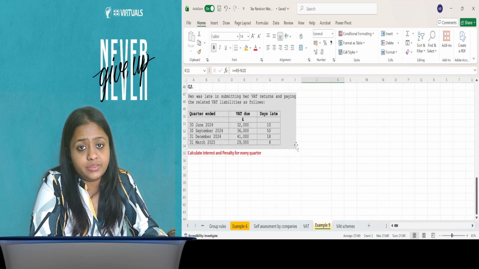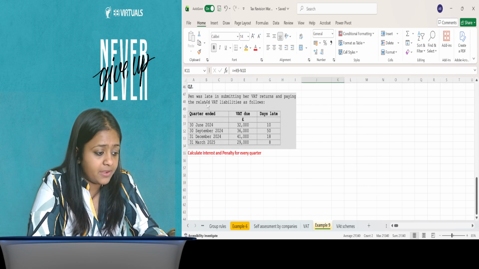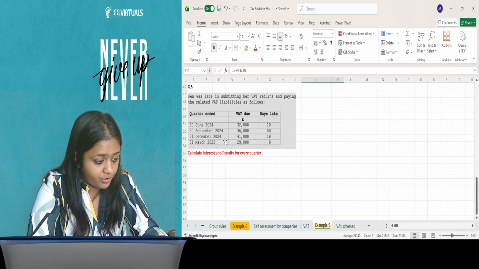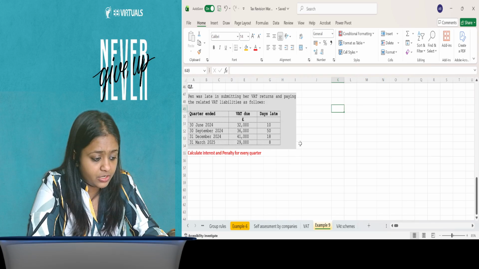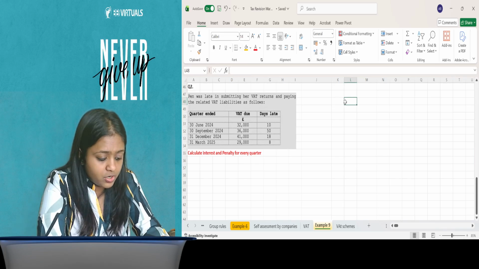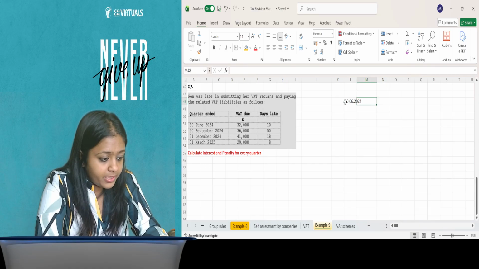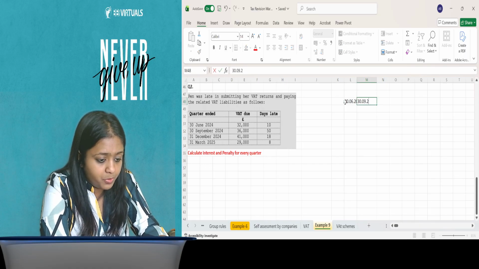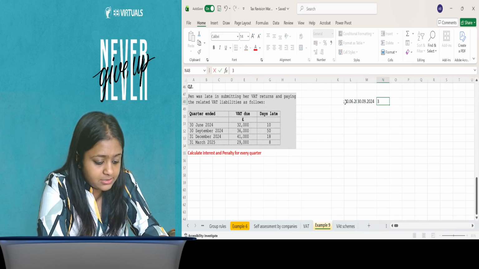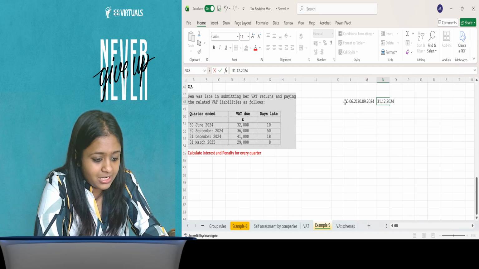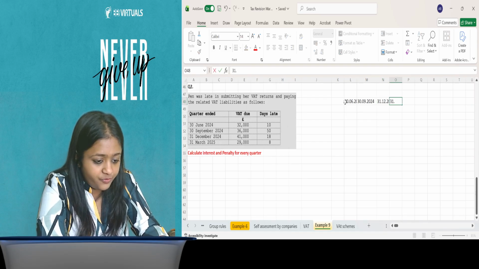This is to understand the interest and penalties. Now, Penn was late in submitting a VAT returns and paying the related VAT liabilities as follows. Quarter ended, it is given to you. To ease the calculations, I will just write the quarter ends. So here it is quarter ended 30th June 2024. Then it is 30th September 2024. Then it is 31st December 2024. And it is 31st March 2025.